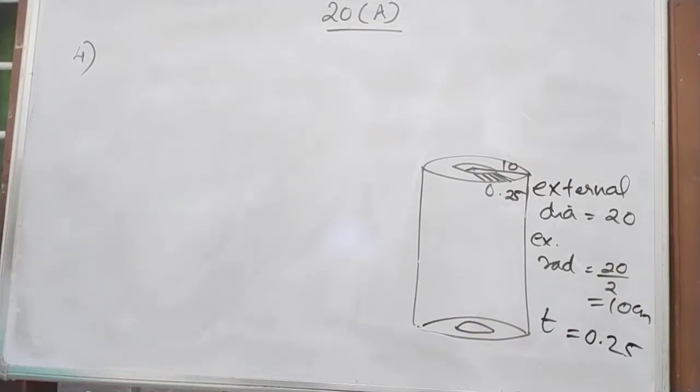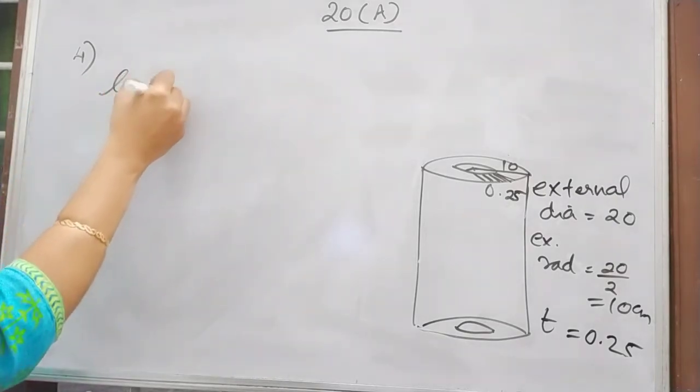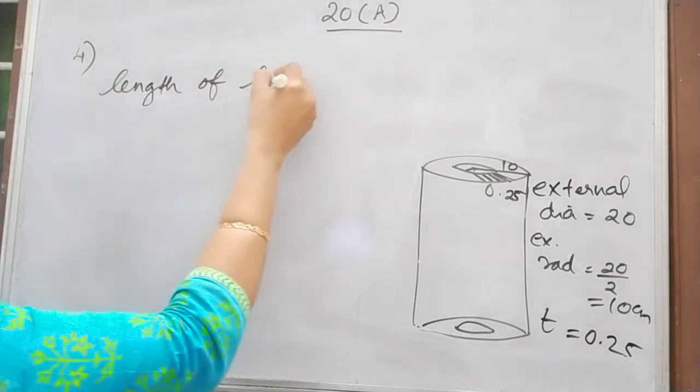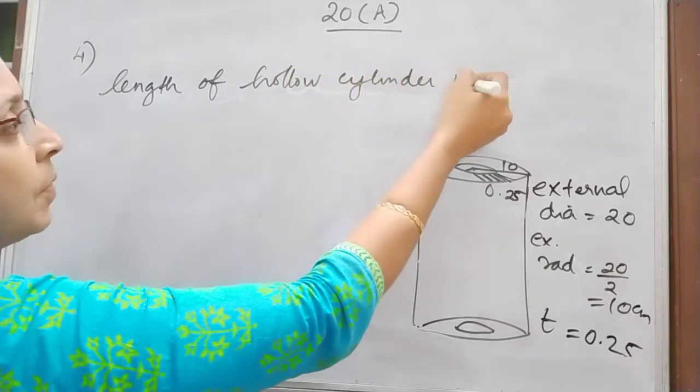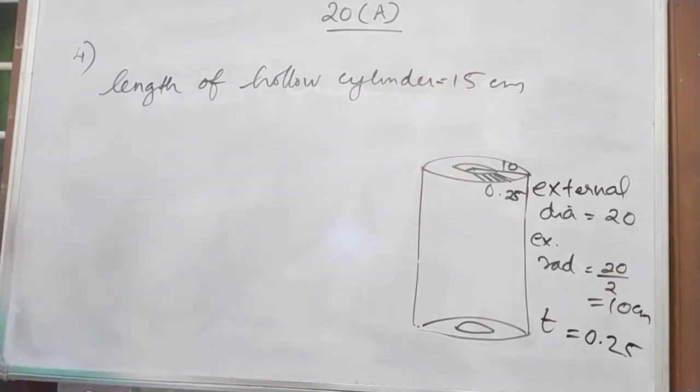Given 15 centimeter long hollow cylinder, that means the length of the hollow cylinder is 15 centimeter. Length of the hollow cylinder is 15 centimeter means that 15 is the height of that hollow cylinder.